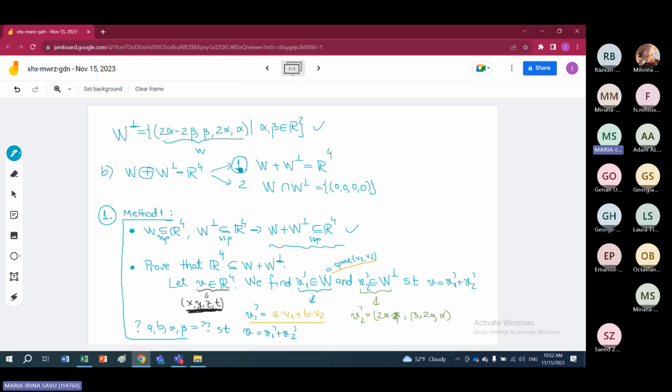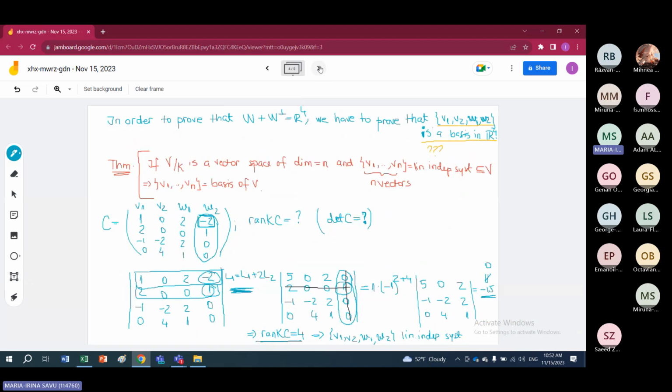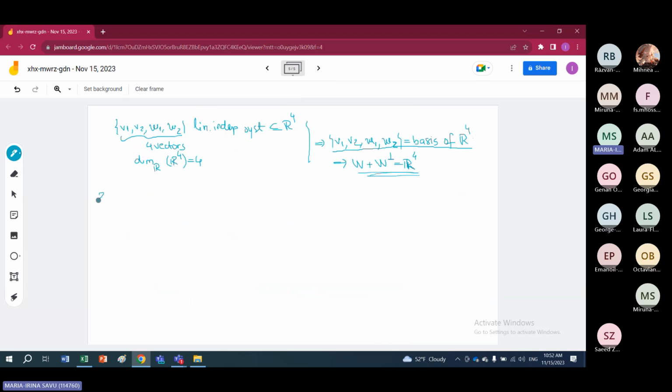Okay, this was the first step, in which we proved that the sum is the entire space. And now let's take a look at this step, where we need to prove that the intersection is the null vector. And again, I will use two methods. So we prove that the intersection of W and W perpendicular is the null space.